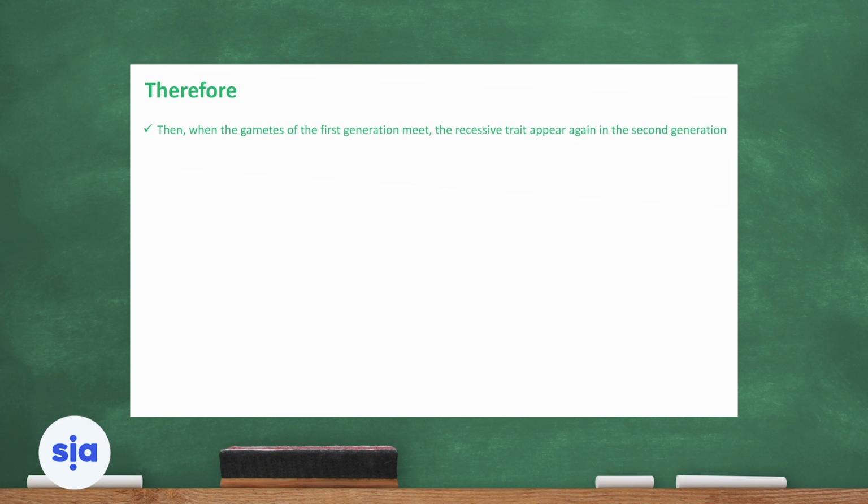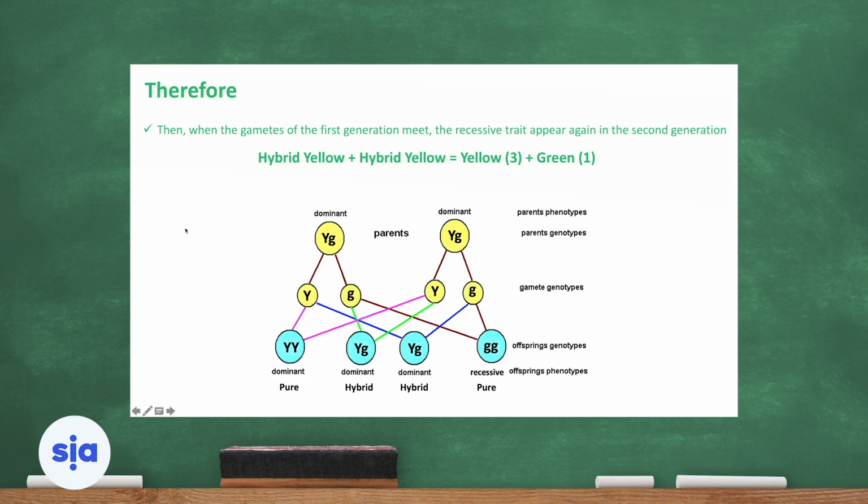When the gametes of the first generation meet, the recessive trait will appear again in the second generation. So look at this picture. Now the first generation become the parent. We have YG and YG, yellow, green, and they are dominant but hybrid. They are not pure. And then the process of meiosis and formation of gametes, segregation of genes. The genes are going to separate from each other, with each gamete receiving one gene only. When they pollinate, they will produce the offspring of the second generation.